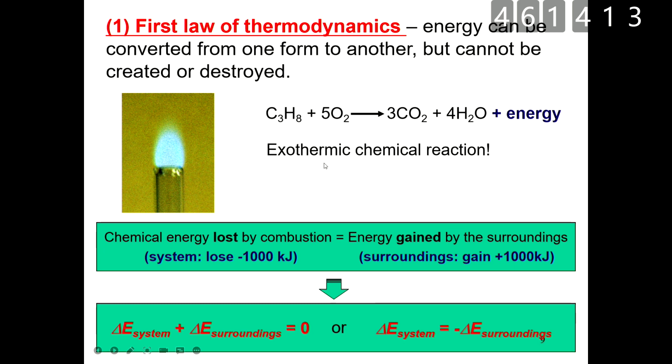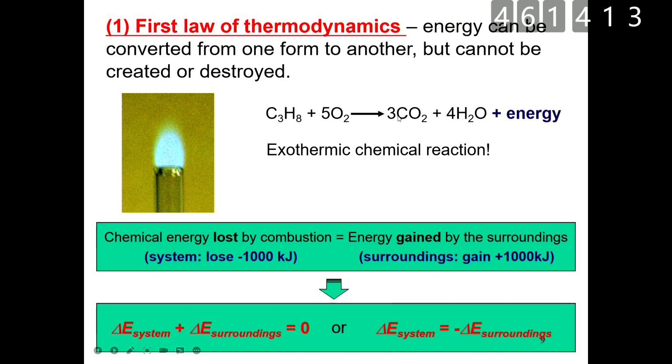So after this reaction, we can see some chemical energy lost by combustion, right? After this reaction, some chemical energy is lost by combustion. But this energy is equal to the energy gained by the environment.